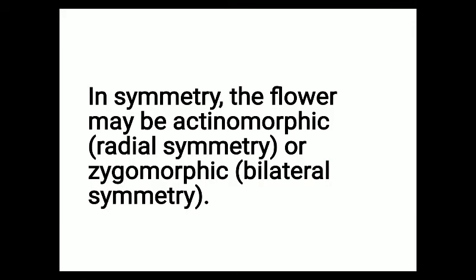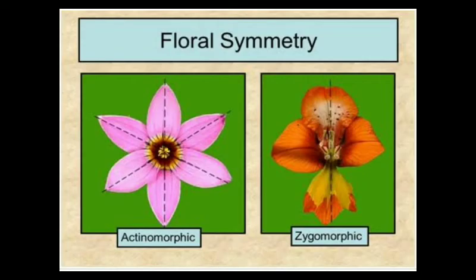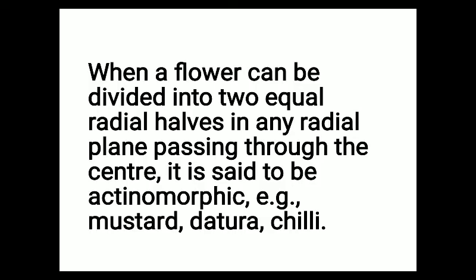Another method by which we can categorize flowers is on the basis of symmetry. The flower may be actinomorphic or zygomorphic. So on the basis of symmetry, flowers can be of two types: actinomorphic and zygomorphic. First we will discuss the actinomorphic flower.